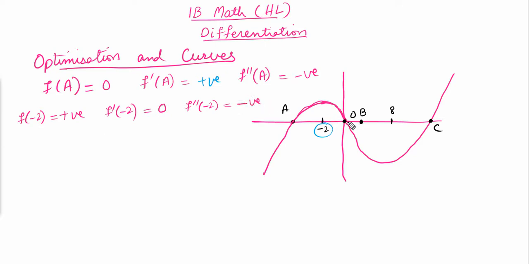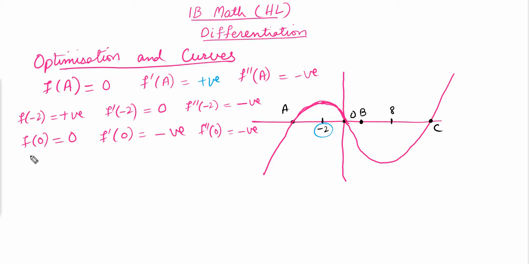Now let's see the values at the origin, at O. So f of 0, my answer will be equal to 0, like for the actual function. F dash of 0 will be negative, because the gradient of the tangent at this point will be negative. And f double dash of 0 will also be negative, because it still is concave down.